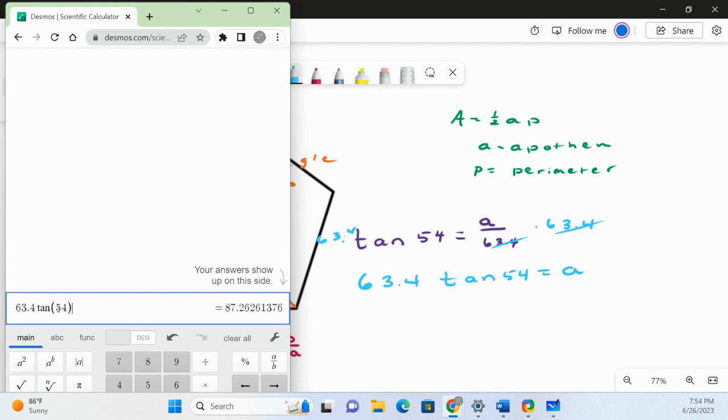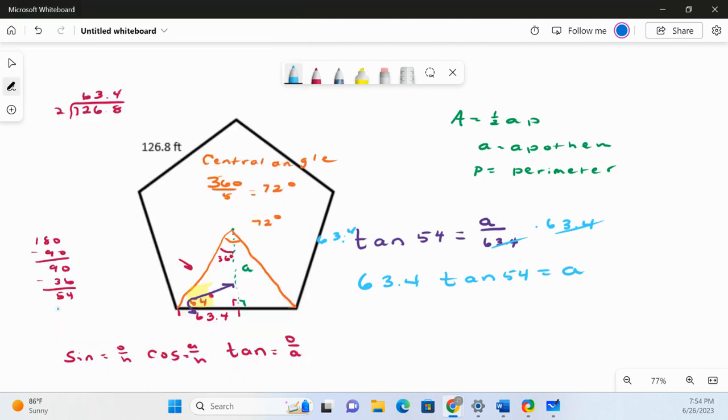Now, why use Desmos? Desmos is already set up in the mode that you need to have. If you have a graphing calculator, some other calculators, often their standard mode is radian mode. We need degree mode, so you just have to change it. It's not a big deal, but Desmos is already set up, so you don't have to do a whole lot of changing. So see right there, that's 87.3 is what we're going to use. We're just going to round. So our apothem is 87.3.